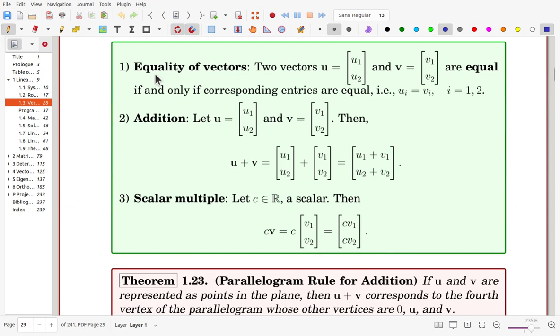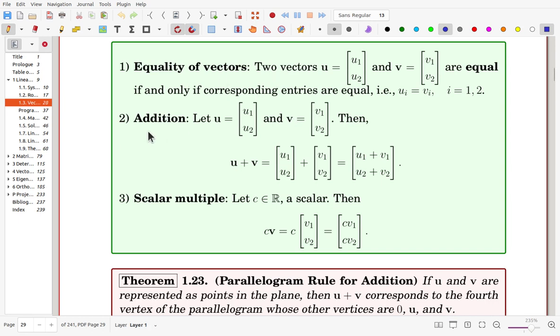Equality of vectors. Two vectors, u and v, are equal if and only if corresponding entries are equal. That means that the first entries must be equal, and the second entries are also equal: u1 equals v1, u2 equals v2. Then we say the 2 vectors are equal.